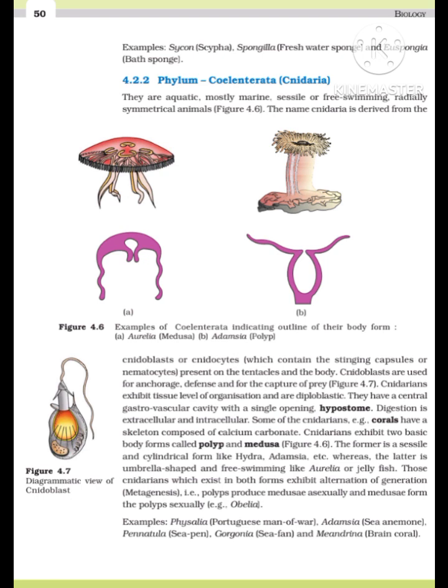4.2.2 Phylum Coelenterata, Cnidaria. They are aquatic, mostly marine, sessile or free-swimming, radially symmetrical animals, Figure 4.6. The name Cnidaria is derived from the cnidoblasts or cnidocytes, which contain the stinging capsules or nematocysts, present on the tentacles and the body. Cnidoblasts are used for anchorage, defense, and for the capture of prey, Figure 4.7. Figure 4.6 Examples of Coelenterata indicating outline of their body form: a. Aurelia, Medusa, b. Adamsia, polyp. Figure 4.7 Diagrammatic view of cnidoblast.